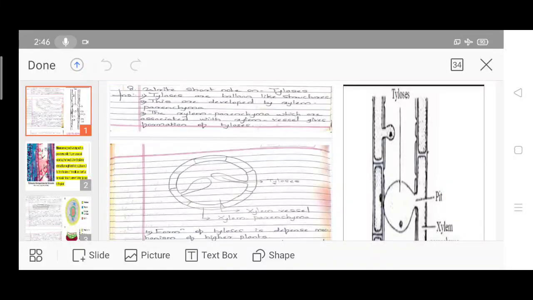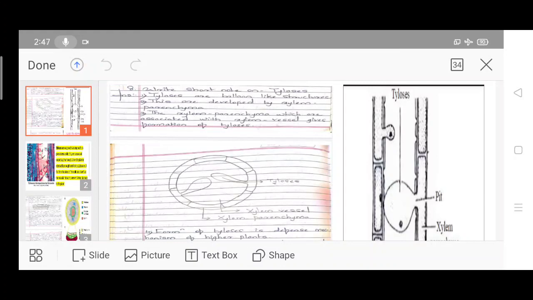Hello students. Today we discuss tylosis. The tylosis is asked for as a short note. These tylosis are balloon-like structures developed in the xylem parenchyma. When the xylem parenchyma is associated with the xylem vessels, the formation of tylosis takes place.